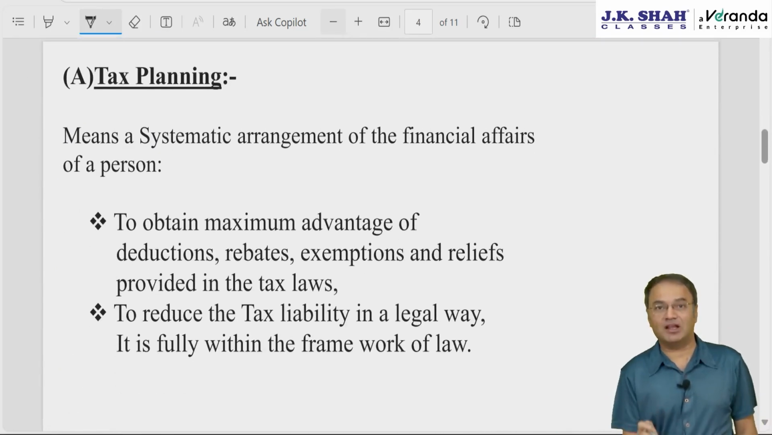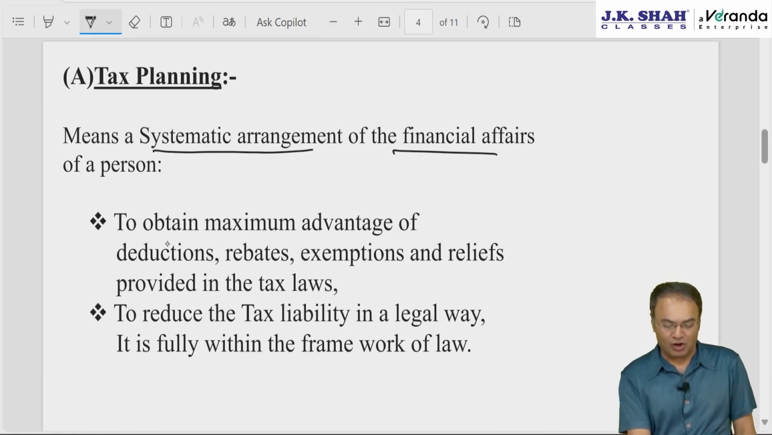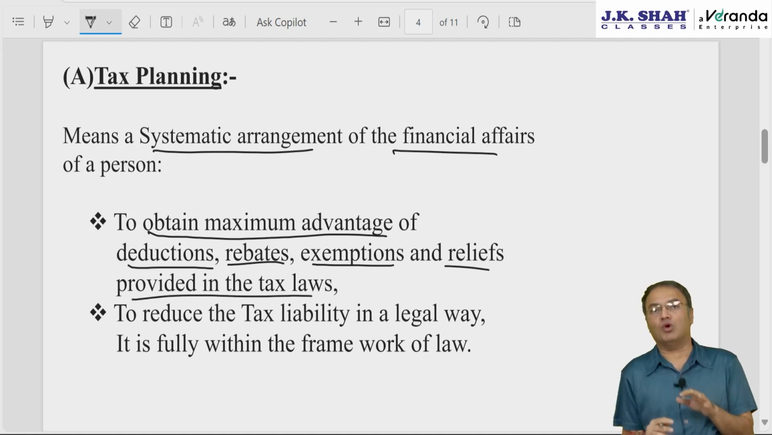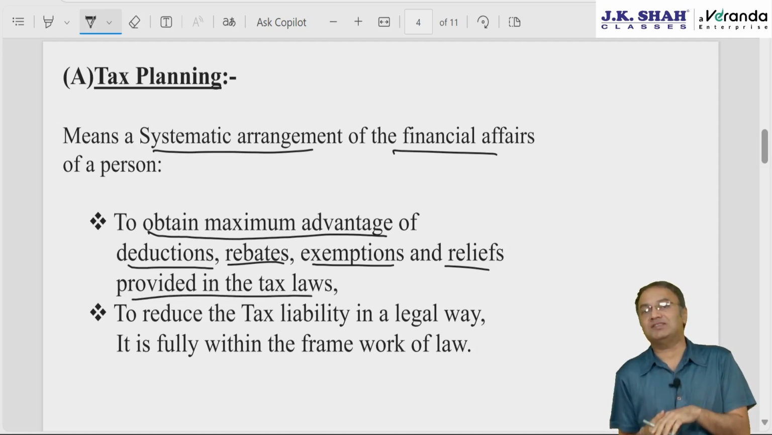Tax planning basically refers to systematic arrangement of the financial affairs of the assessee for obtaining maximum advantage of various tax deductions, rebates, exemptions, relief which are legally provided under the law. So what is it? I'll tell you. Tax planning basically refers to claiming maximum possible deductions which are allowed in a legal way.